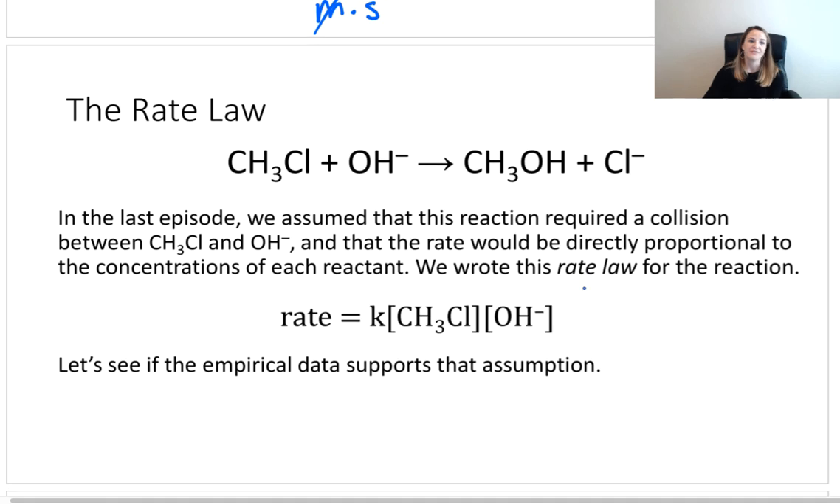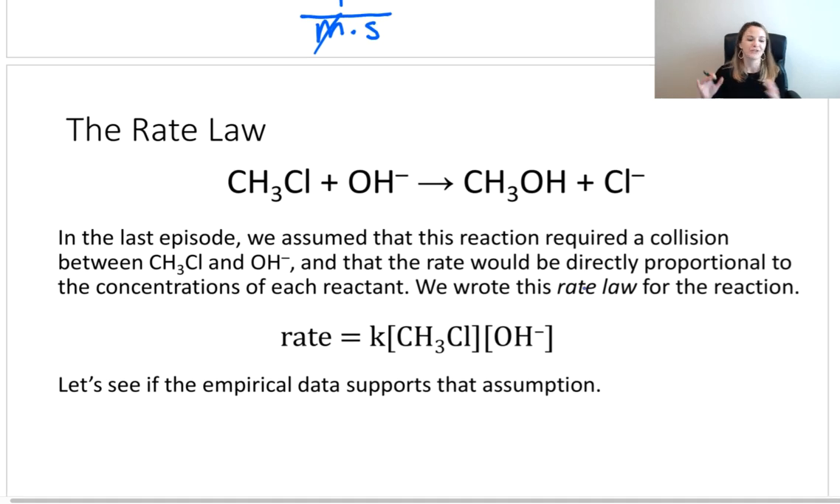Okay, so now we get to one of my favorite parts of kinetics. I absolutely love doing this, so yay. All right, so in our last episode, we assumed that this reaction required a collision between our methyl chloride and our hydroxide ion. We had to assume that. A reacted with B. As soon as they hit, that's what allowed for the chemical reaction to begin. But now what we're assuming is that our rate would be directly proportional to the concentrations of each reactant. We wrote the rate law for the reaction as this: rate is equal to k times your concentration of methyl chloride times your concentration of hydroxide.